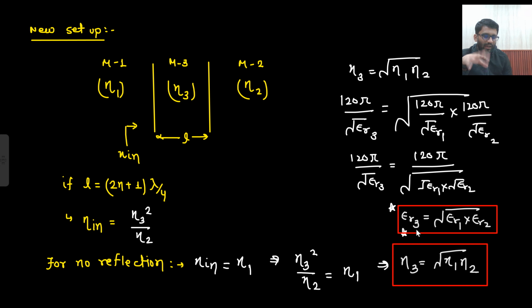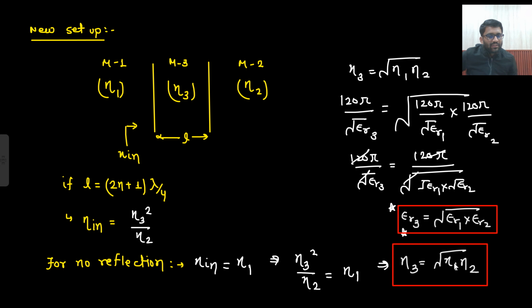I hope you understood how we are getting this formula. 120 pi and 120 pi are getting cancelled. This under root and under root are getting cancelled. Already there is under root inside. So epsilon r3 should be equal to under root epsilon r1 into epsilon r2. So the formula goes the same for the intrinsic impedance and also for the relative permittivity as well.